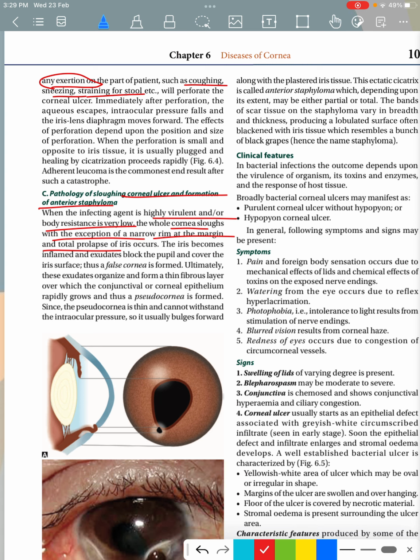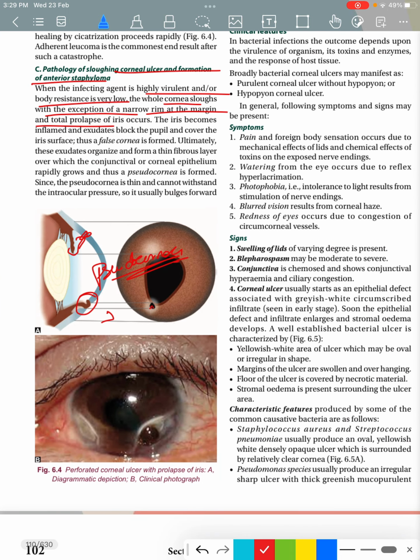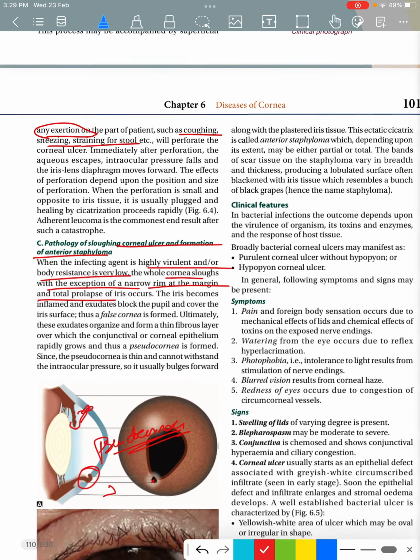Okay, when there is an opening or perforation in the cornea, the iris tries to come here and close this perforation. So this is the process happening here. This is known as pseudocornea. So this is a pseudocornea. This iris part encloses the prolapse of cornea, encloses the perforation.